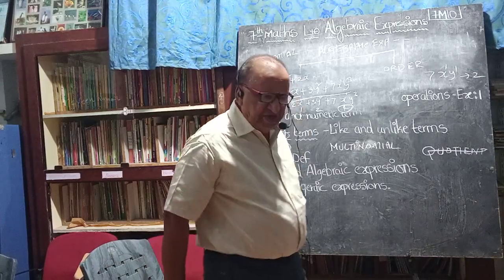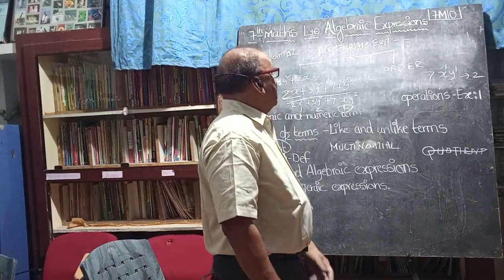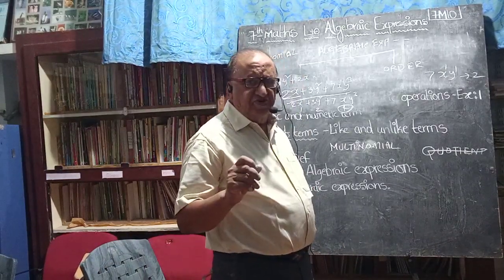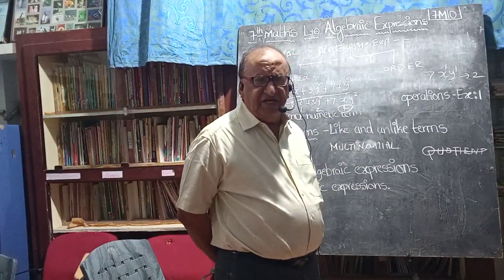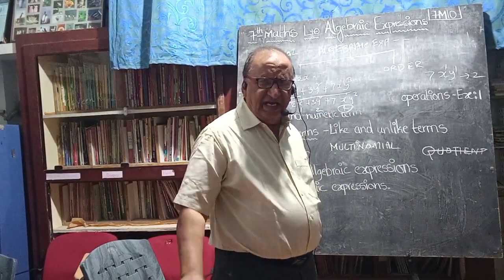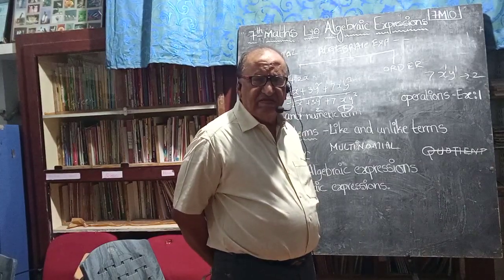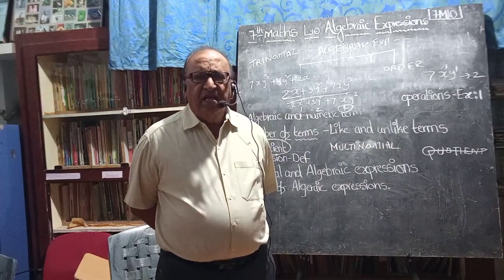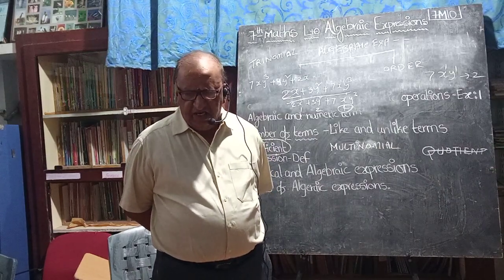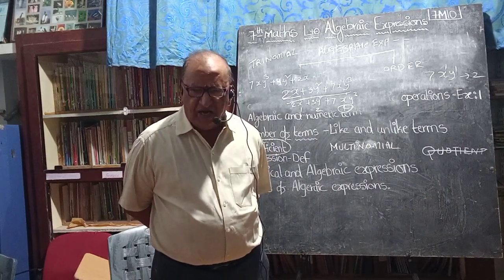Whenever you are doing a problem in algebraic expression, the first thing you do is simplify the number of terms. Group the unlike terms, group the like terms, and all that. Okay, stop. Well, I summarize what we learned so far, or what I taught you.